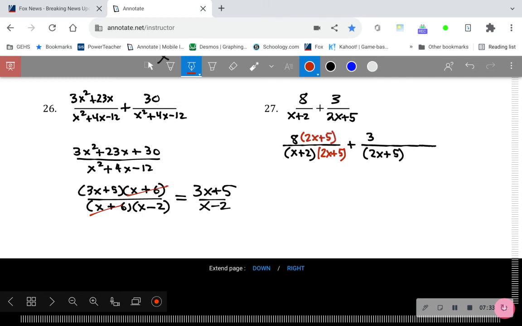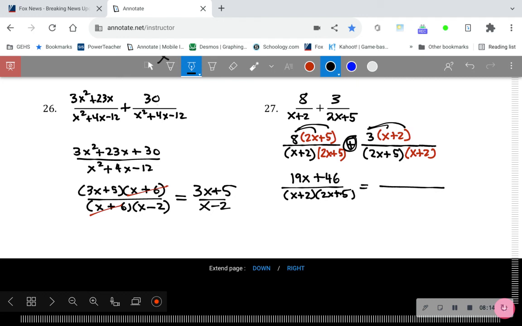Then you do the same thing down on the other one. You say, well, we have the 2x plus 5, but we're missing the x plus 2 on that one. x plus 2. And now you have your common denominator. It's x plus 2 times 2x plus 5. Now let's figure out what we have for the numerator up here. 16x plus 3x is 19x. And here's 40 plus, there's a plus in the middle, 6. So that's plus 46. And we'll FOIL out the bottom here to finish this off.